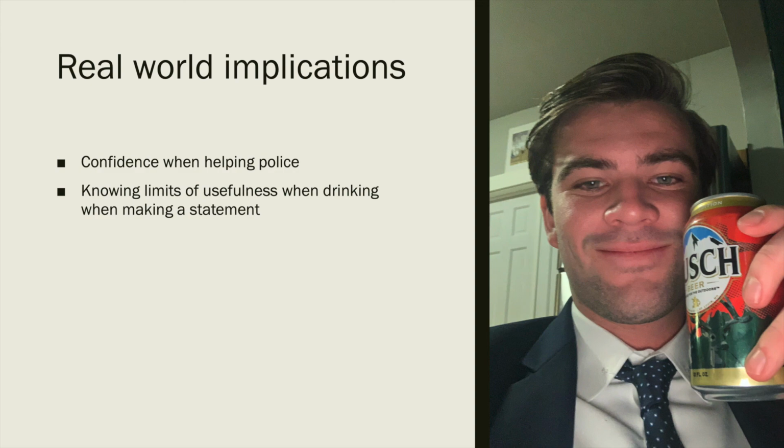Hopefully I'll be able to look back at this study and go, well, even if I am fairly confident, if I am quite hammered, I should be wary that my statements may not be fully accurate. But on the contrary, I should still be fairly confident that unless I am written off, I am going to be useful and be able to contribute to the police in their investigation when they are questioning me. So I should be as helpful as possible.